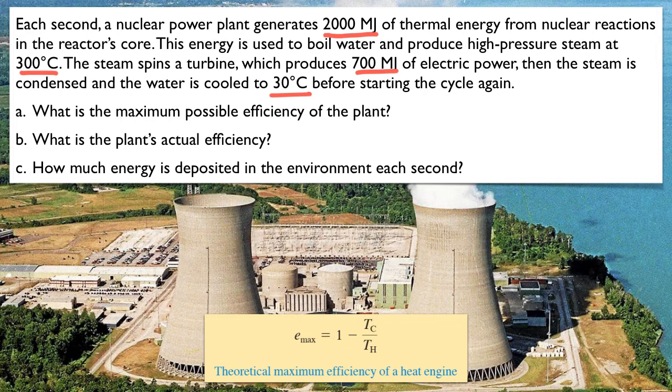So the two questions we have to ask are, one, what is the maximum possible efficiency of the plant? And two, what is the plant's actual efficiency? And then the third question, how much energy is deposited in the environment every second? Let's take a look at these in turn.